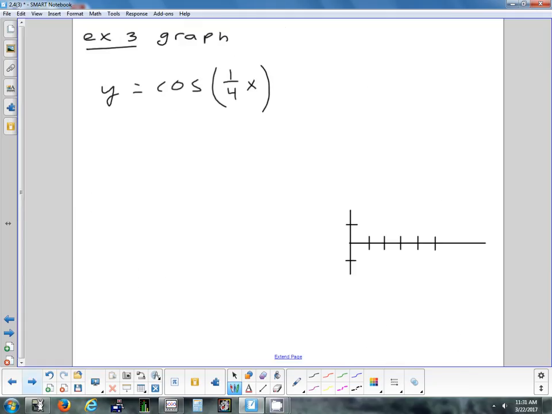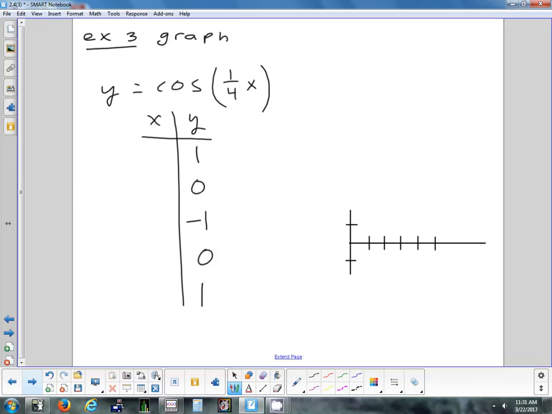All right, let's look at this one. We already did one earlier in the notes with a 1/4 in front of it. Okay. So we know the y values are going to stay the same. So what are my y values for cosine? Yeah. 1, 0, -1, 0, 1.